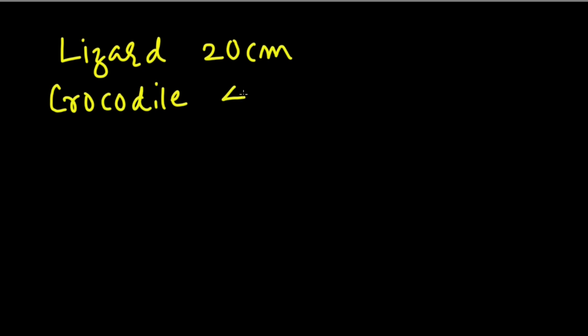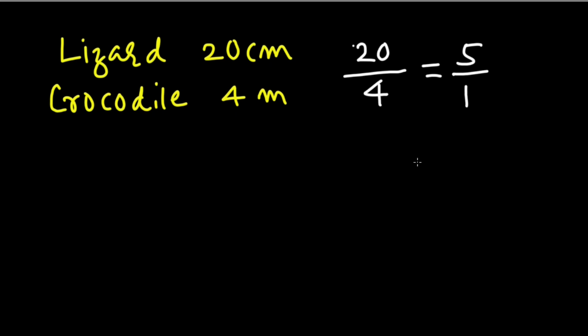Length of a house lizard is about 20 centimeters and that of a crocodile is about 4 meters. If we take the ratio of length of lizard to length of crocodile, we write 20 by 4, which gives us 5 by 1. Now saying that the lizard is 5 times bigger than the crocodile will be absurd, because we have not paid attention to the units in which these lengths have been measured.